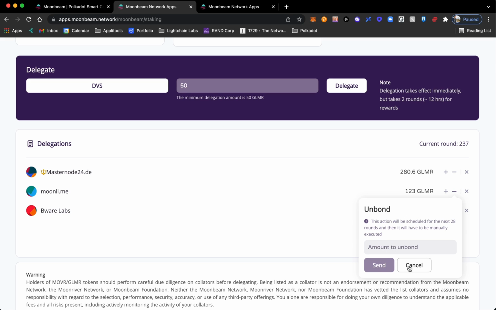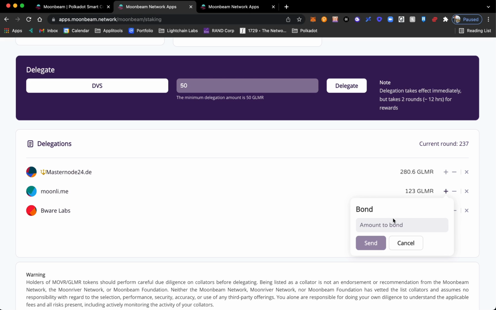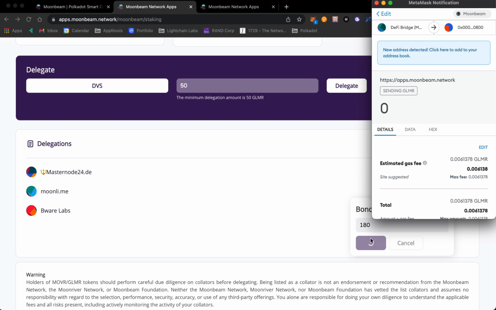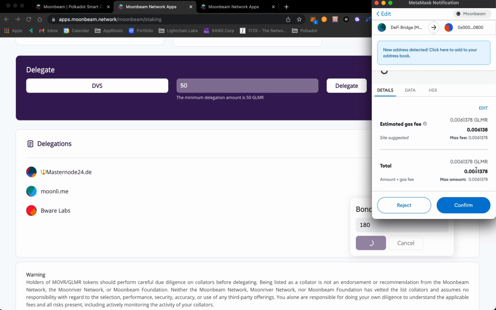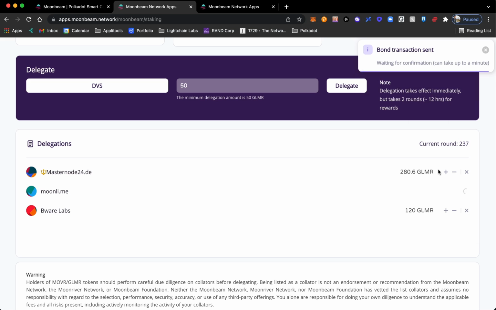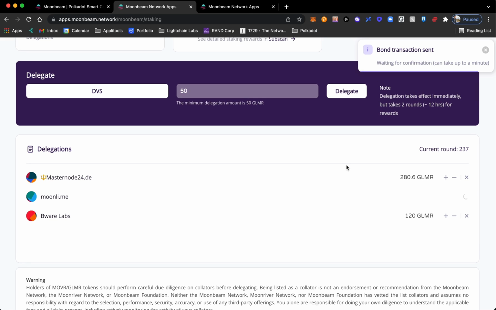If I want to unbond, it actually will take some time. So please take that into consideration if you want to unstake your Glimmer tokens. Here I'm just adding 180 just to see exactly what it is. The total is very cheap in terms of a transaction fee. And of course, the bonding transaction itself will take a very short amount of time, okay? So in order to start earning rewards, it will take two periods or two rounds. This is approximately 12 hours. You will start receiving your rewards.